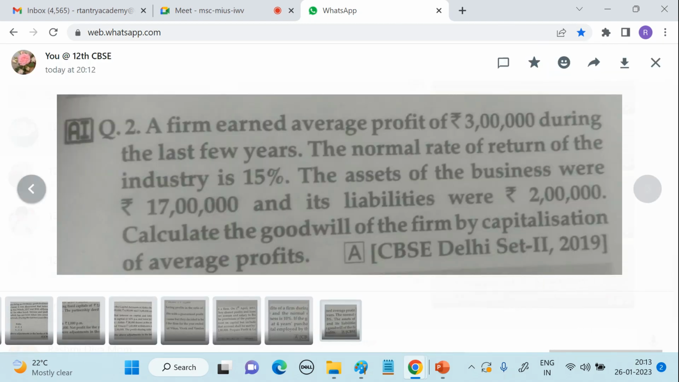This is the next question. Take a screenshot of this. A firm earned average profit of 3 lakh during the last few years. So average profit 3 lakh. The normal rate of return of the industry is 15%. So normally any business investing certain amount of capital will get 15% return on it. The assets of the business were 17 lakh and its liabilities were 2 lakh. So net asset would be 17 lakh minus 2 lakh, 15 lakh. That is capital employed and net asset. Calculate the goodwill of the firm by capitalization of average profits. So this method we are going to do. Screenshot taken.